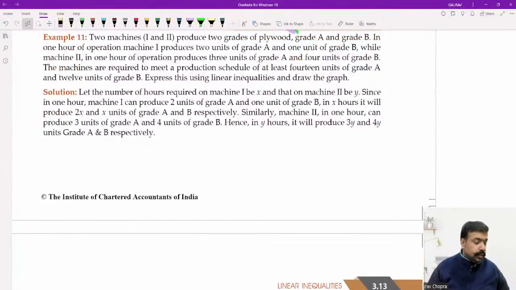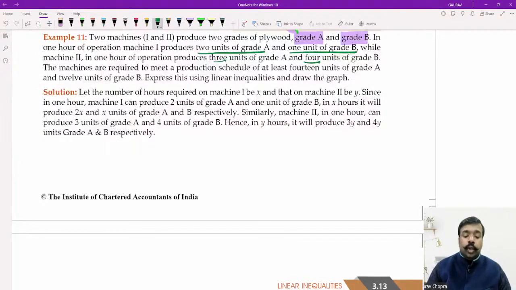Now let us take question 11. Two machines, first and second, produce two grades of plywood, grade A and grade B. So these are the two grades. In 1 hour of operation, machine 1 produces 2 units of grade A and 1 unit of grade B, while machine 2 in 1 hour of operation produces 3 units of grade A and 4 units of grade B.